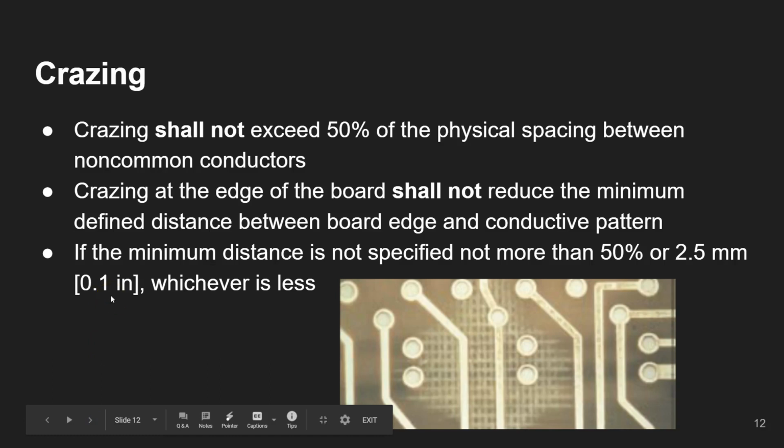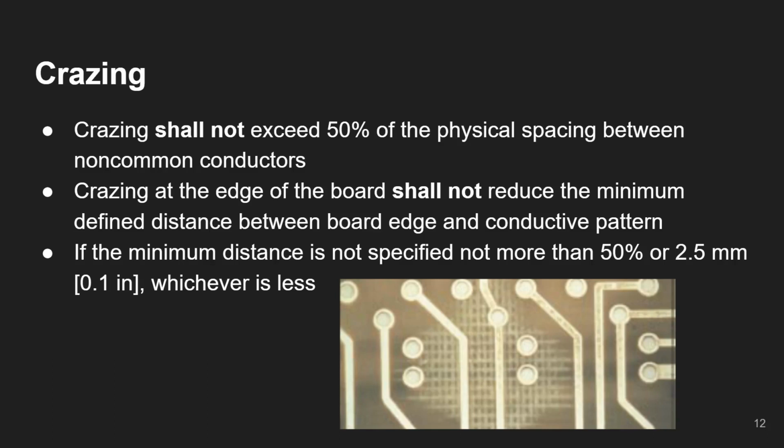Now next comes the creasing. So creasing is basically a separation along the fiber bundles, which is shown here. You can see this pattern here. This whole portion here, you see the pattern. This is called creasing. Most times it is caused by mechanical means such as bending of the board.